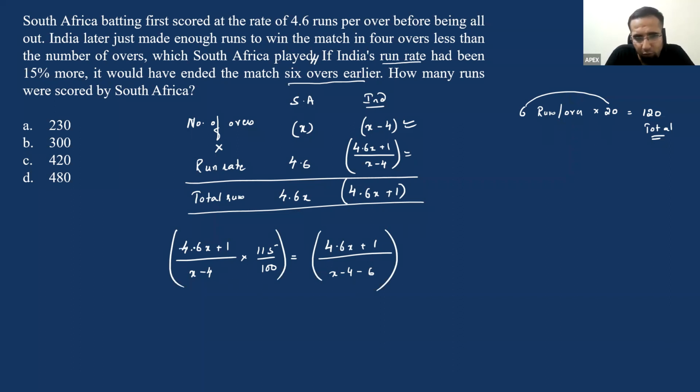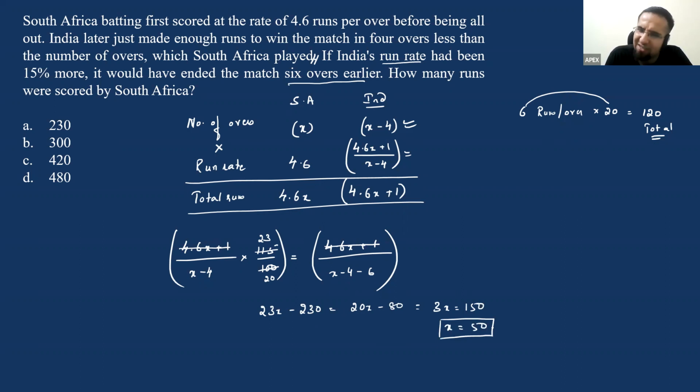So the beautiful part here is 4.6x plus 1 and 4.6x plus 1 gets cancelled. I can simplify this as 5 into 23, and this is 5 into 20. So when we cross multiply, we get 23x minus 230 is equal to 20x minus 80. Or when we transpose our values, we get 3x is equal to 150, or we get the value of x is equal to 50. So it might sound a little strange as an equation, but trust me guys, if you're going step by step, then I don't see any reason why you should not be able to make the equation here.